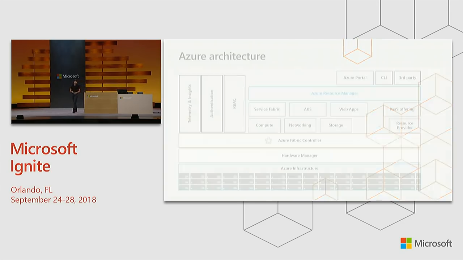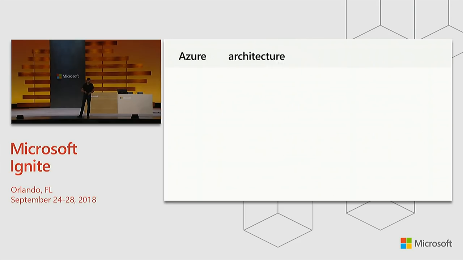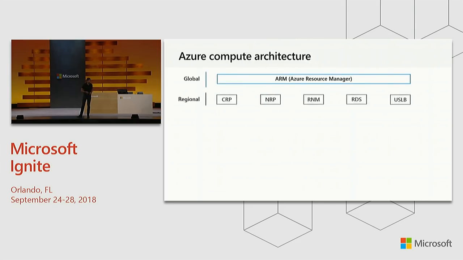So going to Azure Compute now. Let's take a look at the compute architecture again, but this time we're going to focus in on the compute stack. And here you can see the different layers in the compute stack. You can see the global Azure Resource Manager, resource providers that operate at the regional level. I've already talked about NRP, the network resource provider. We're focused on CRP, the compute resource provider here.